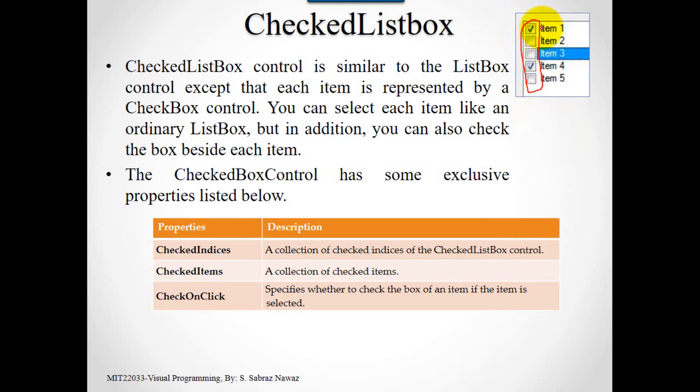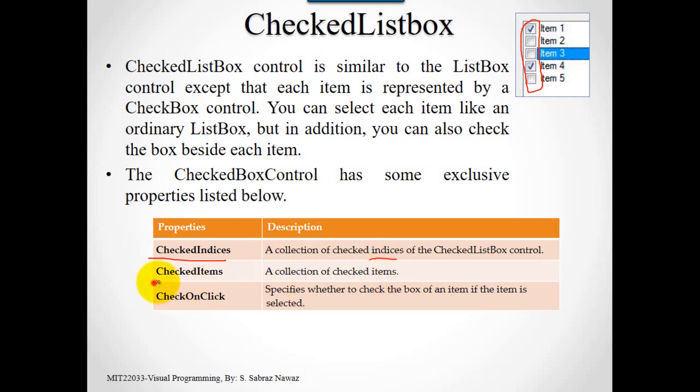Here, when you click on this, you can check the item. That is the difference, and it has some properties that are peculiar to this checked list box. The first one is checked indices. Previously in our normal list box it was selected indices. So here it is checked indices, a collection of the indices which are checked.